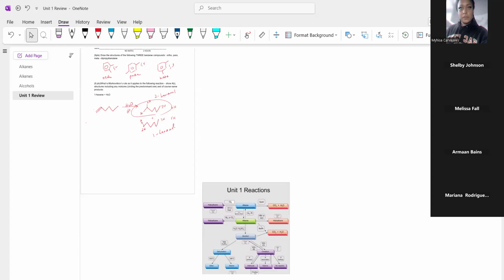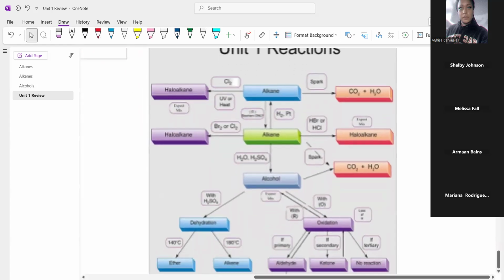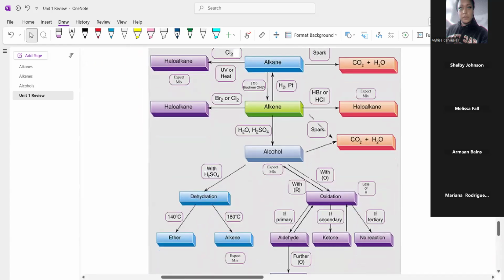Can you show one more example for the last problem you just did? This one here. Yeah, the very last one. Okay, so that is this guy here. We have an alkene and an alcohol being added to the double bond. Water and acid are the conditions. Now, expect a mix.